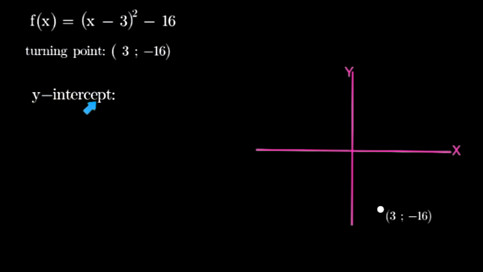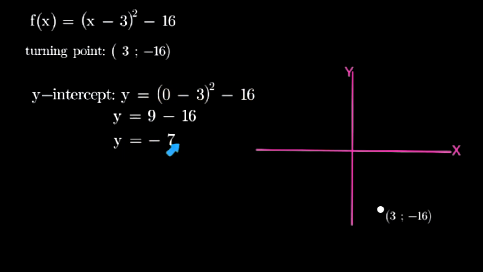Now how do we find the y-intercept of any function? Well, we have to make the x a 0. Why? Because on the y-axis our x-coordinate is always 0. So since we have the x-coordinate and we can put it in as a 0, we can calculate the y. So we're going to say y is equal to, and in the place of the x we're going to put a 0. So 0 minus 3 in brackets squared minus 16. And once we calculate this on our calculator, we see that y is equal to minus 7.